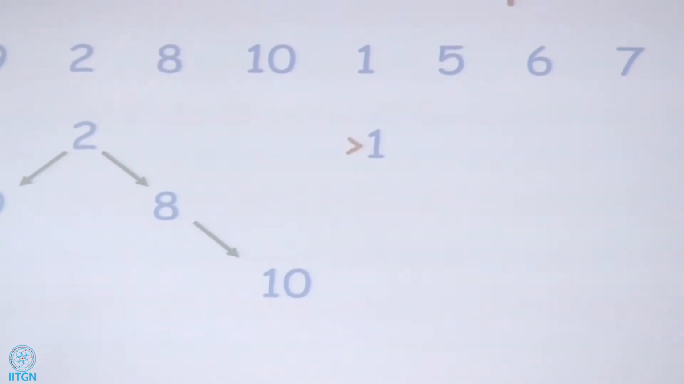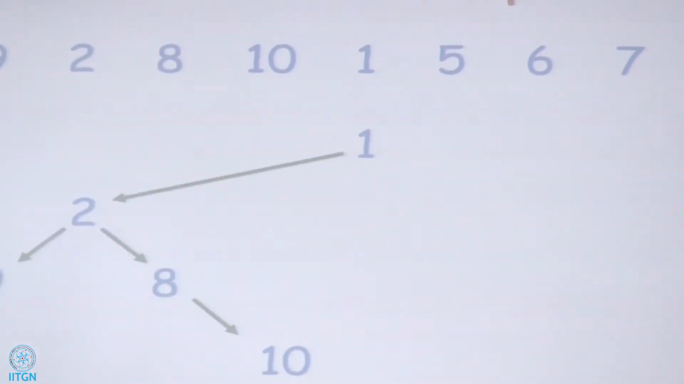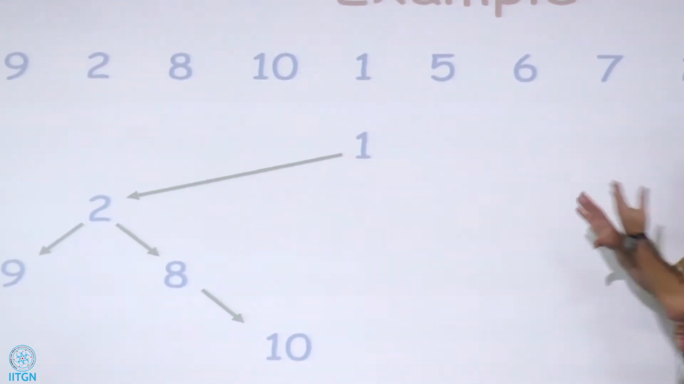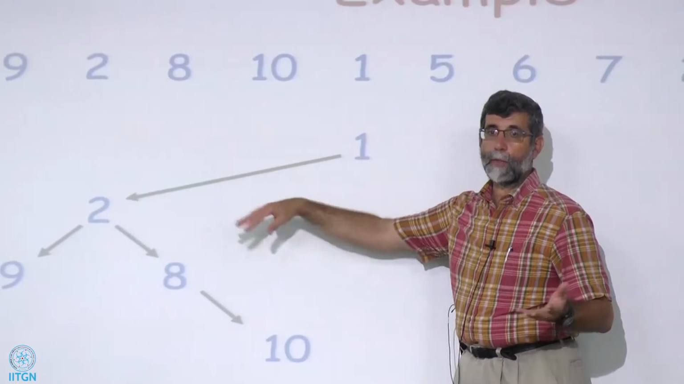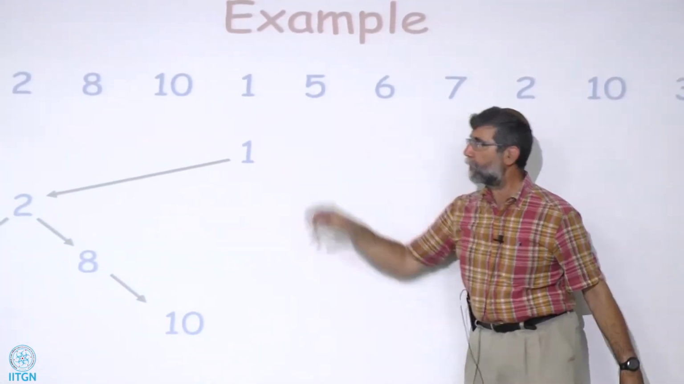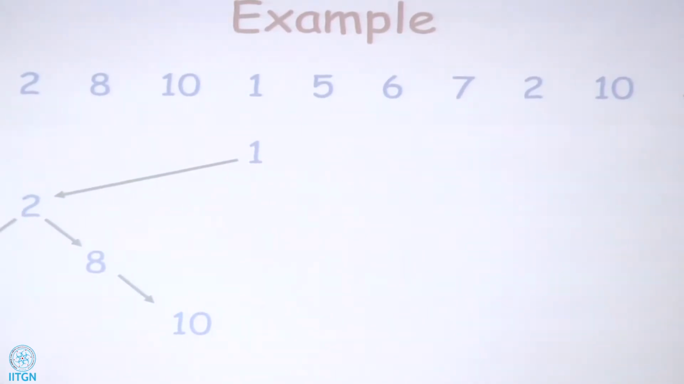And being smaller than the root, he's the new root. So this is what must happen. So now we know where the 1 is relative to everybody here. And however they were organized, they remain organized, because that has not changed. So now comes the 5.